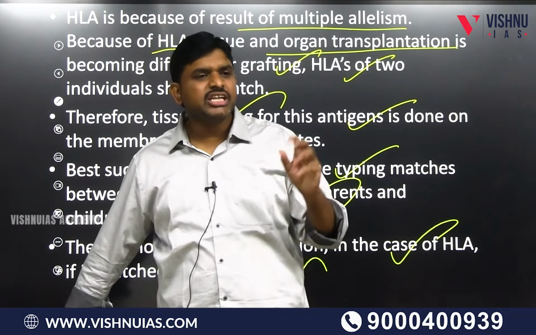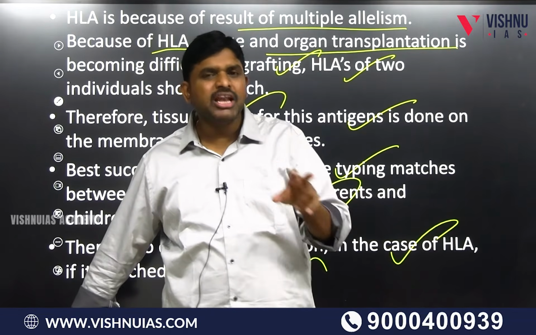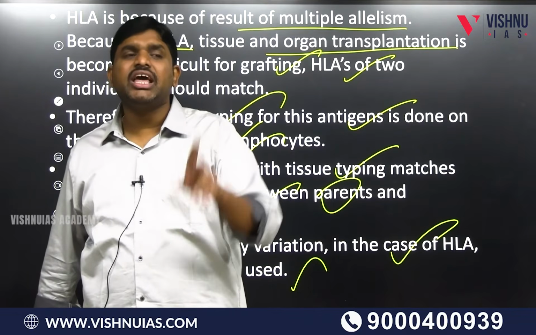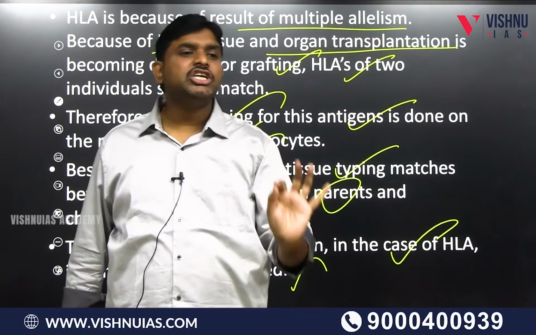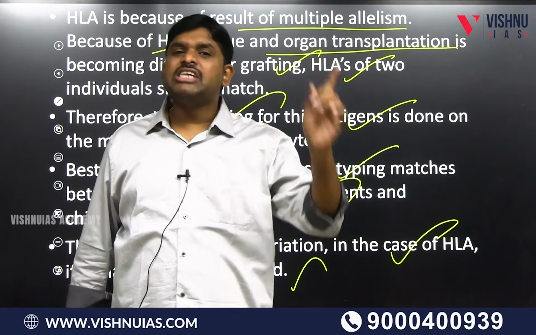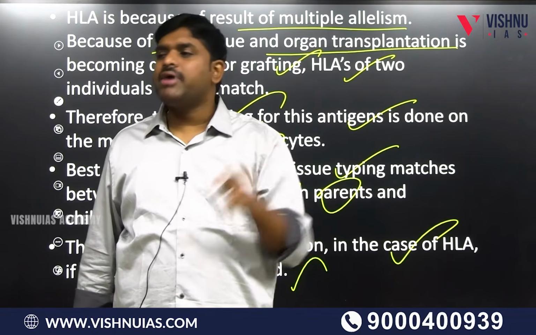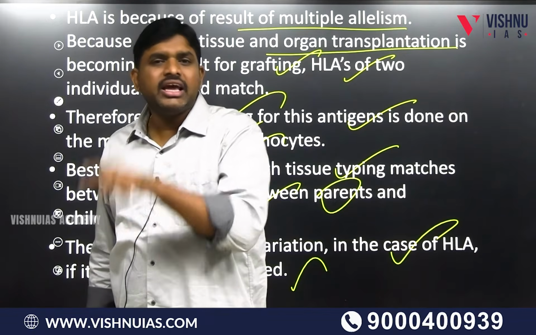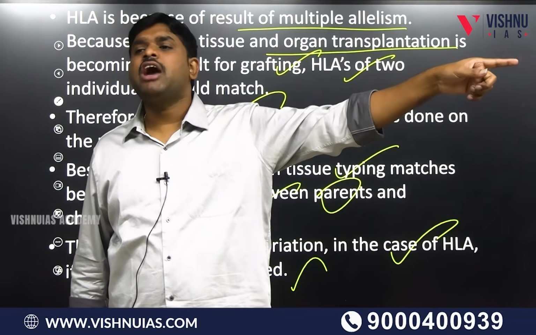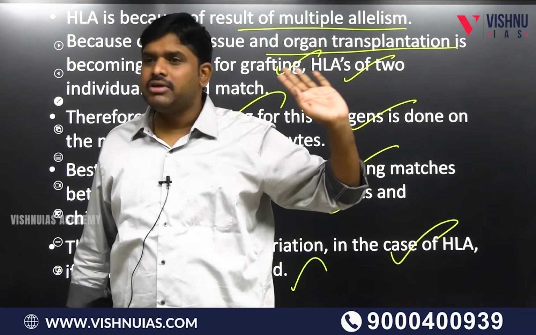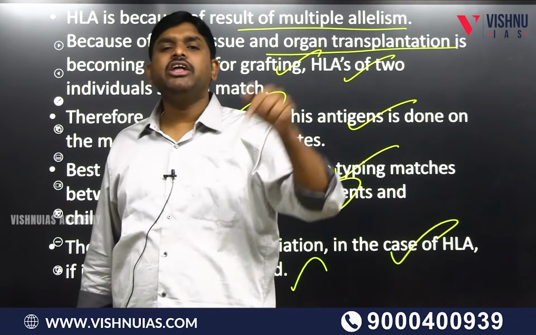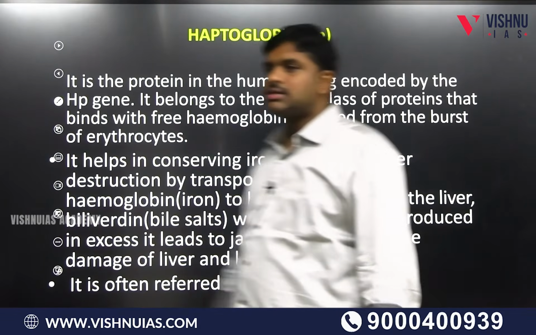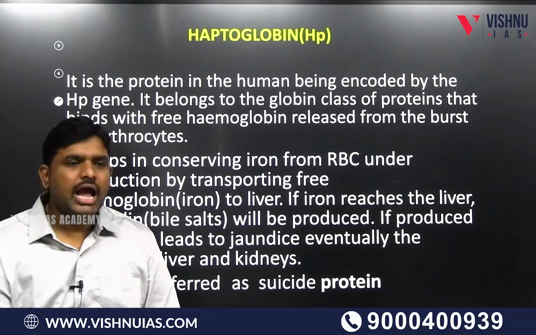So any transplantation, any grafting that happens is mainly because of matching between HLAs, and that concept is called major histocompatibility. So in major histocompatibility, what are we going to compare? HLAs. So HLA is mainly human-being centric. Likewise, if we want to transplant anything, we need major histocompatibility. Next is haptoglobin.